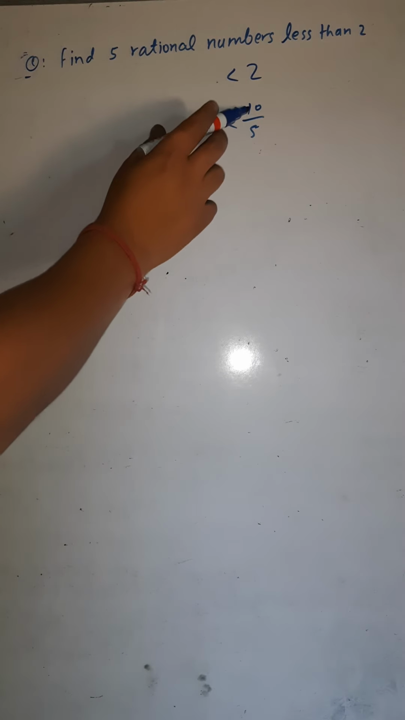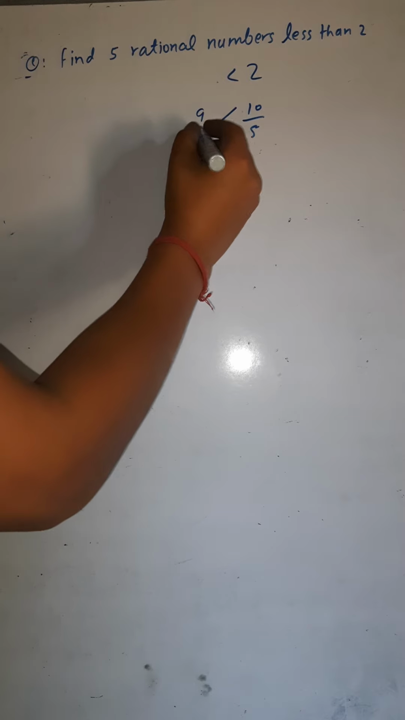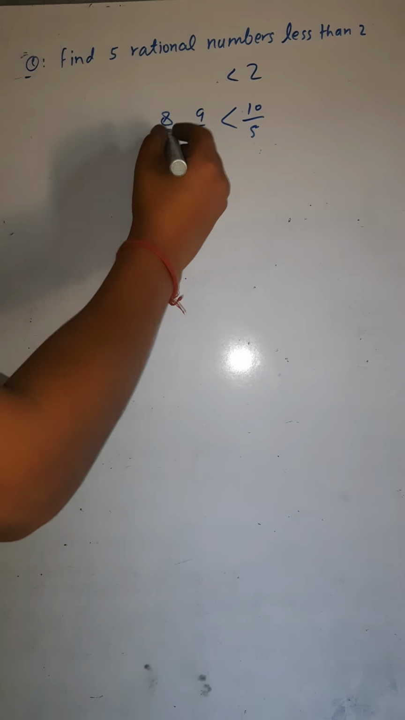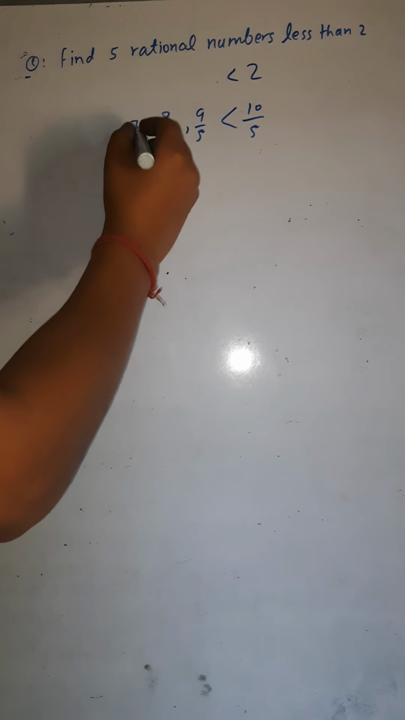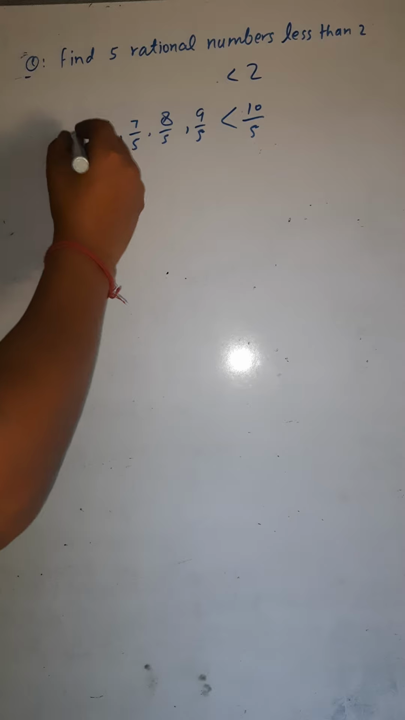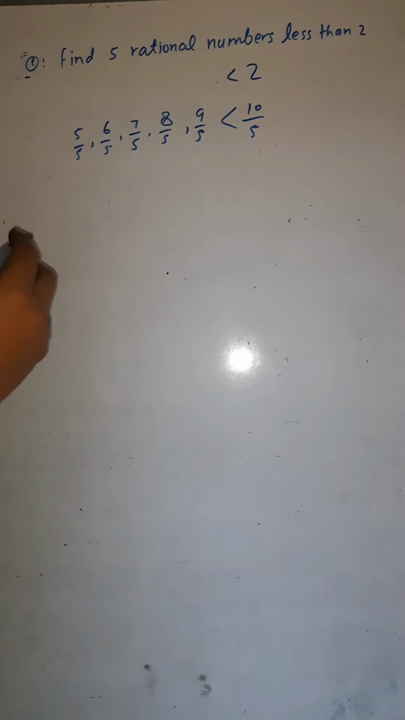Less than 10 by 5 would be 9 by 5. Yes, first is 9 by 5. Then less than 9 by 5 would be 8 by 5. Then 7 by 5. Then 6 by 5. Then 5 by 5. Okay, how many numbers do we need?